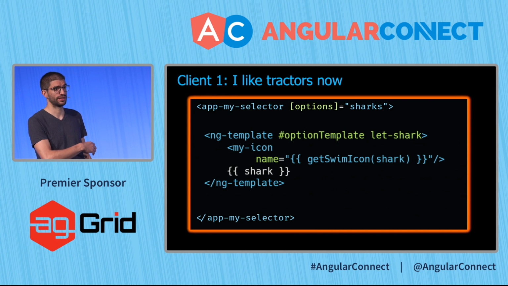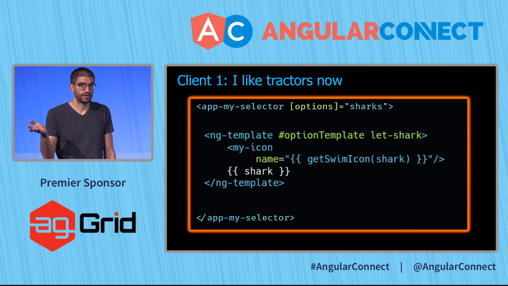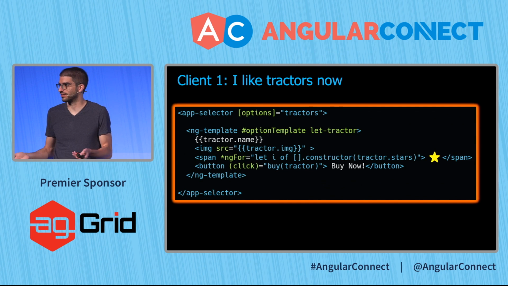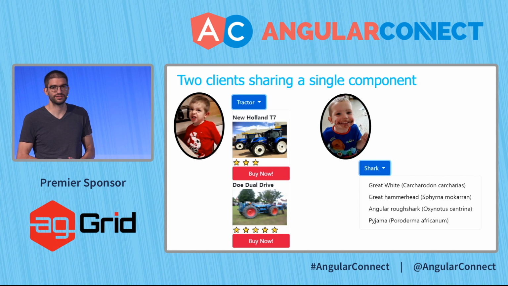So where before he had this template, so he's got my selector and he's defined the shark template. All we need to do now, scrunch that up, throw it away, and put a new template in place. So now this is our tractor template. So we've got a tractor name, image, how many stars it got, and even a button to say, buy now. And there we go. We've got 2 completely different, I guess, visual representations of a select component, but under the hood, they're using exactly the same code.